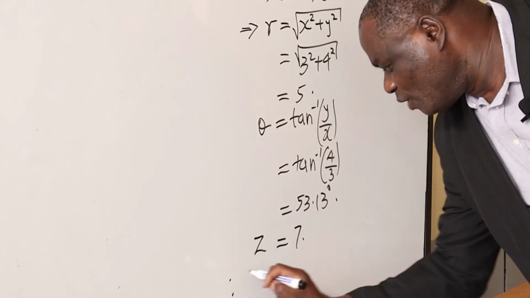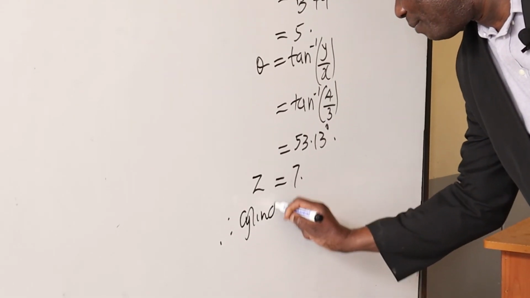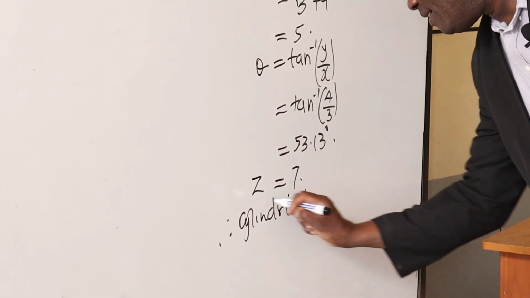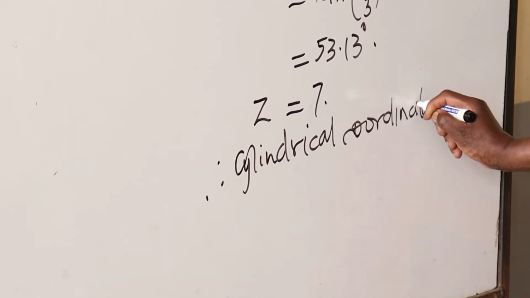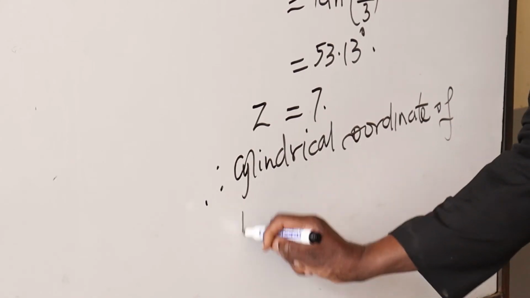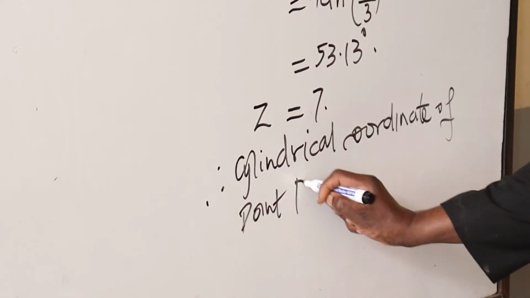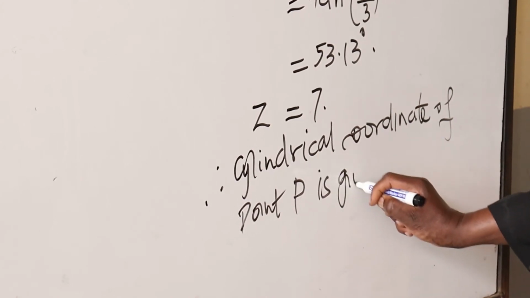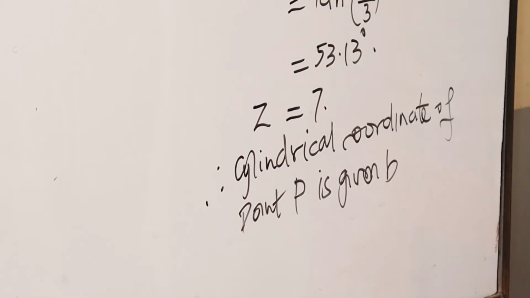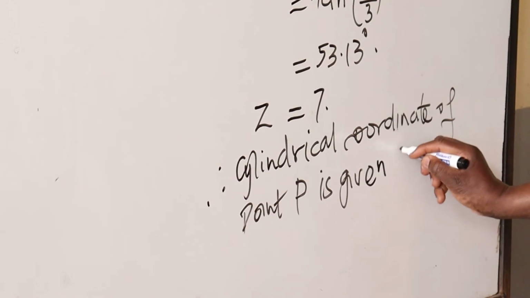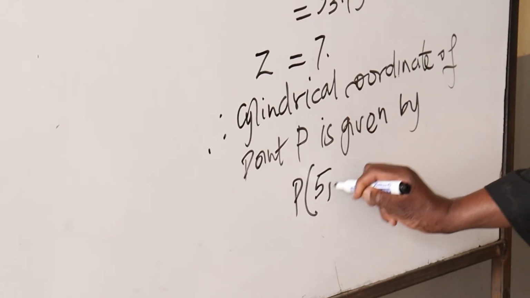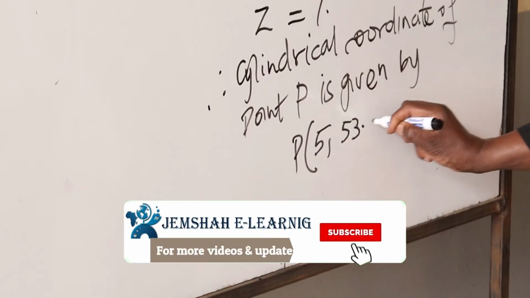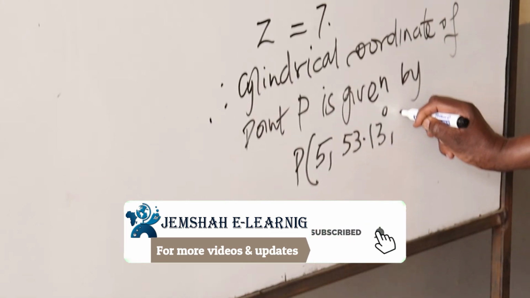And therefore, the cylindrical coordinates of point P are given by P equals (5, 53.13 degrees, 7).